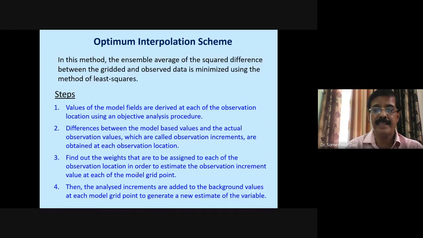Then the analyzed increments are added to the background values at each model grid point to generate a new estimate of the variable. As I mentioned yesterday, each observation is given a weightage. The farthest observations are given less weightage, and the closest observations are given higher weightage. Weightage also depends upon the quality of the observation. Suppose some observation's quality is not good, then we give less weightage to that.